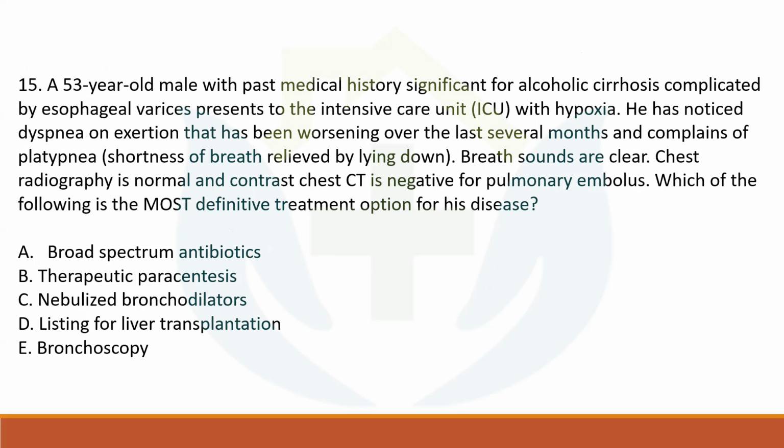So, this is a 53-year-old male with past medical history significant for alcoholic cirrhosis complicated with esophageal varices, present in the ICU with hypoxia. He has noticed dyspnea on exertion that has been worsening over the last several months and complains of platypnea. Breath sounds are clear, chest radiograph is normal, contrast CT is negative for pulmonary embolism. Which of the following is the most definitive treatment option for this disease?